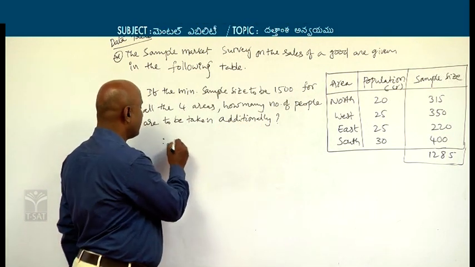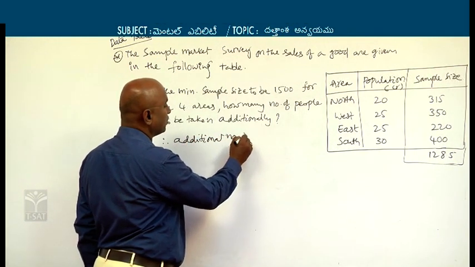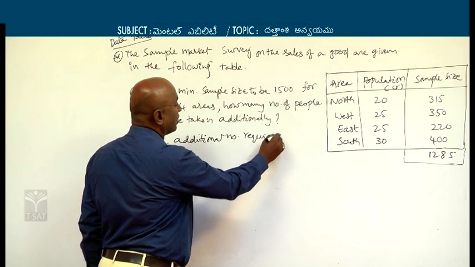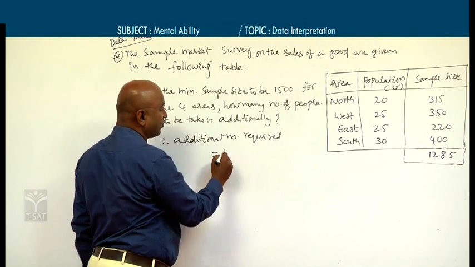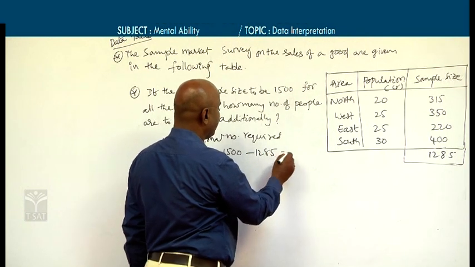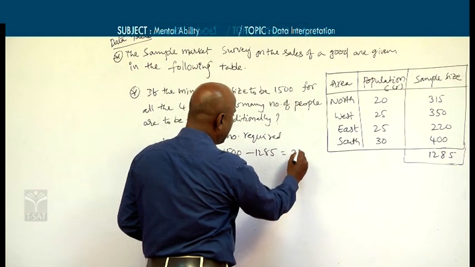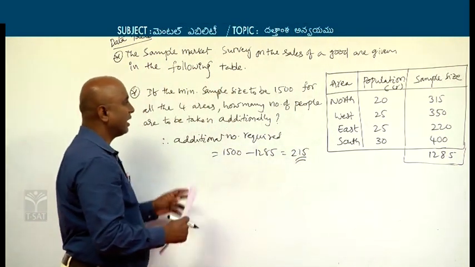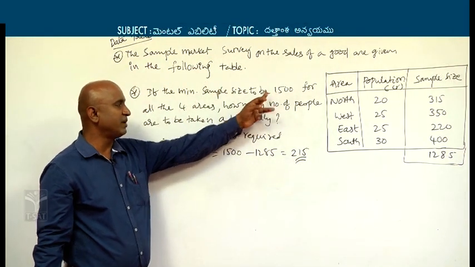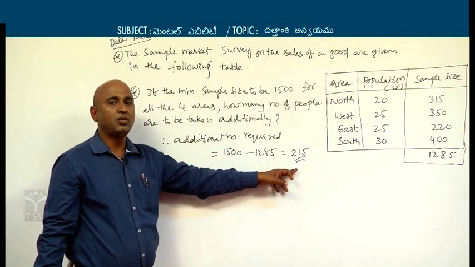So therefore, additional number required is equal to: it is 1500 to be taken and it is only 1285. So 1500 minus 1285, it is 215. So in order to maintain the sample size as 1500, the number to be taken additionally is 215 people.